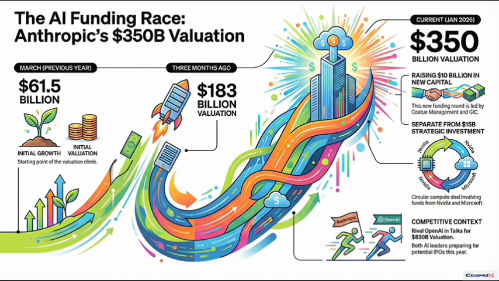And if you rewind to March, they were at $61.5 billion. That trajectory is aggressive. So who is putting up this kind of money? Our sources are pointing to Coke2 Management and GIC, Singapore's sovereign wealth fund. These are not small-time players. What are they betting on that gives them this much confidence?